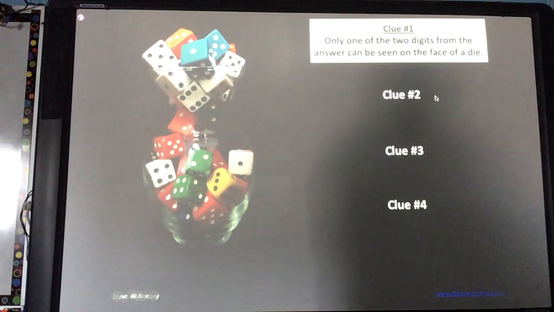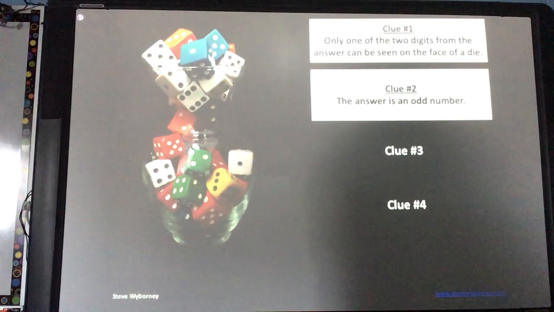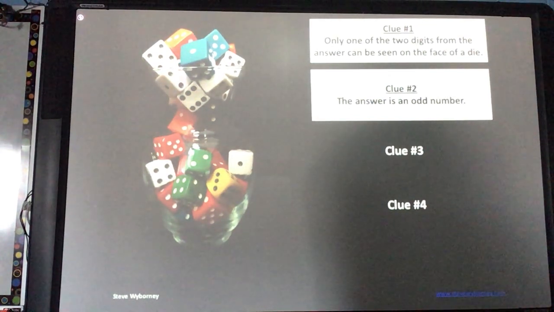Clue number 2. The answer is an odd number. So if you have a new even number, you need to make a new one. Mason, put that down, please.